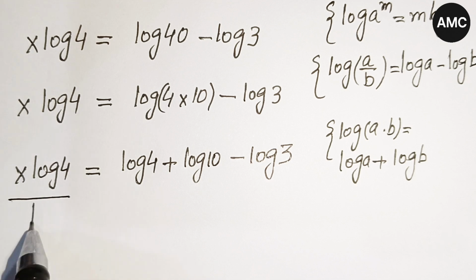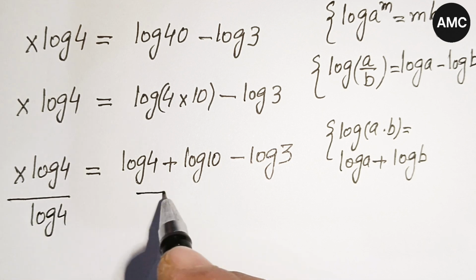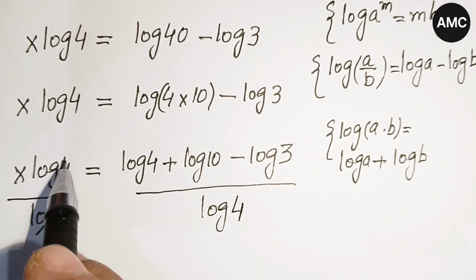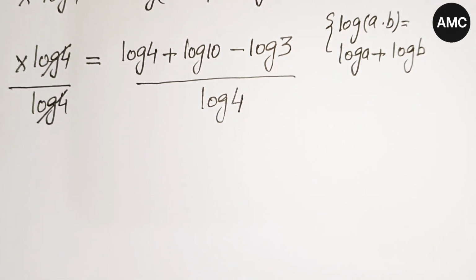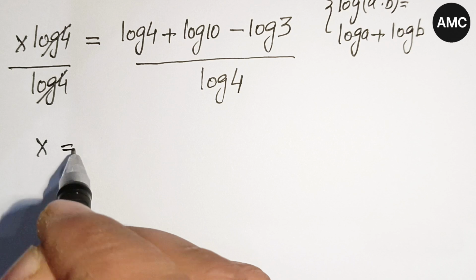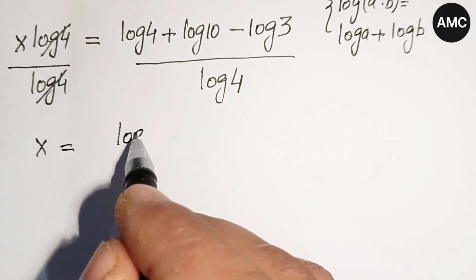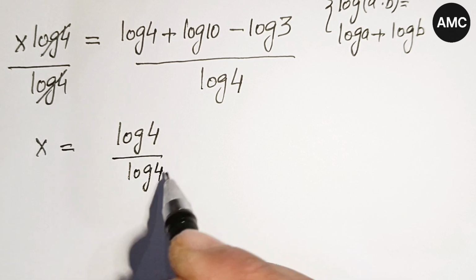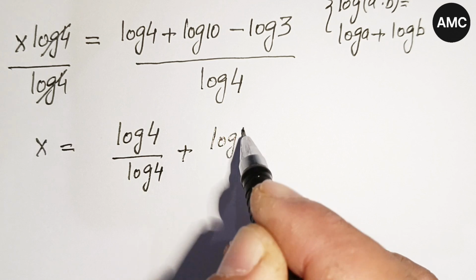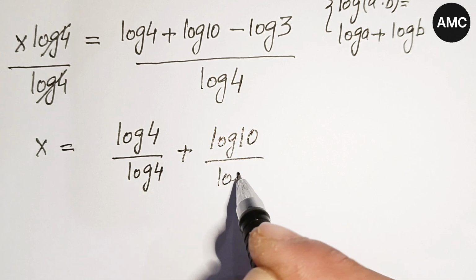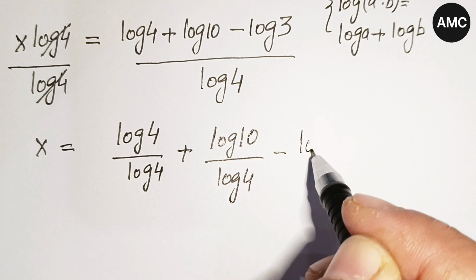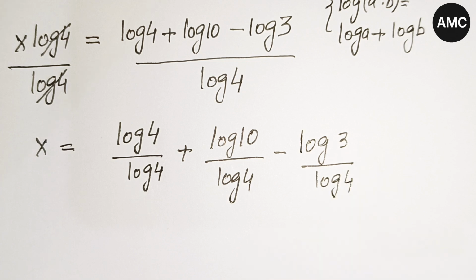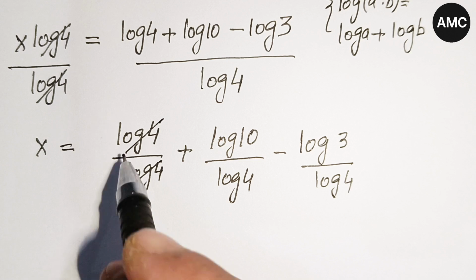Now dividing both sides by log 4. Similarly on our right hand side, dividing by log 4. Here we see that this log 4 is cancelled out with log 4. We get x is equal to, if we write separately this denominator with each term, log 4 divided by log 4, similarly plus log 10 divided by log 4 and minus log 3 divided by log 4. Now this log 4 is cancelled out with log 4.